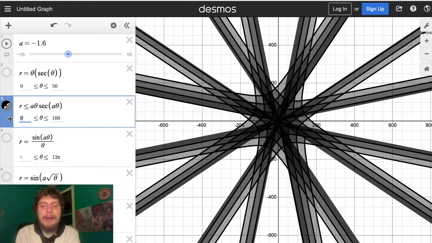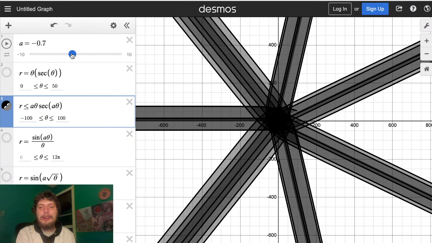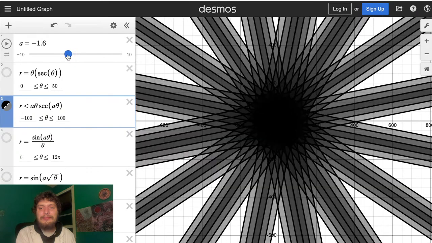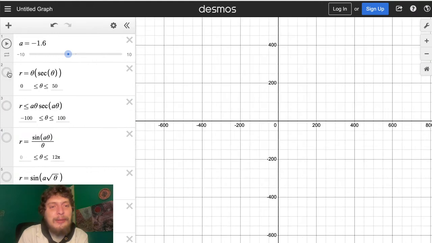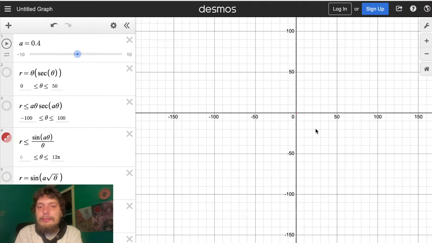I can also make it symmetrical by throwing in a negative side. Now it's more symmetrical, for better or for worse. So that's pretty cool. What happens when we throw inequalities on some of these and or throw secants on some of these?